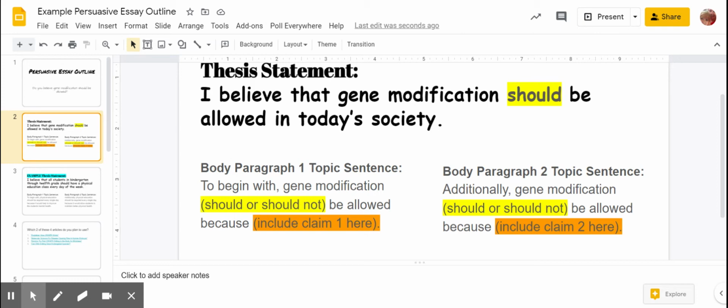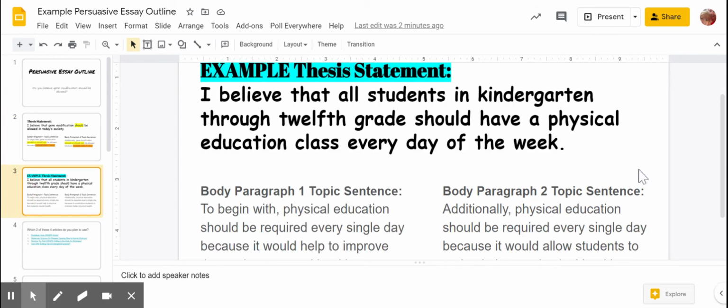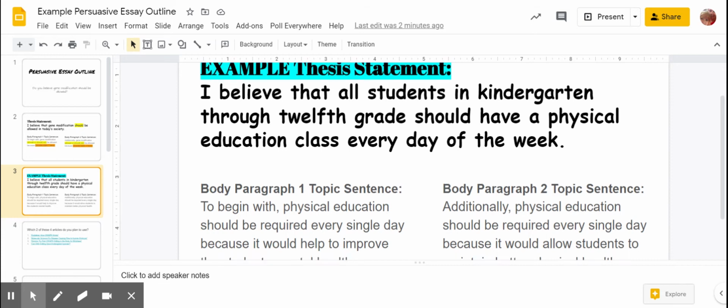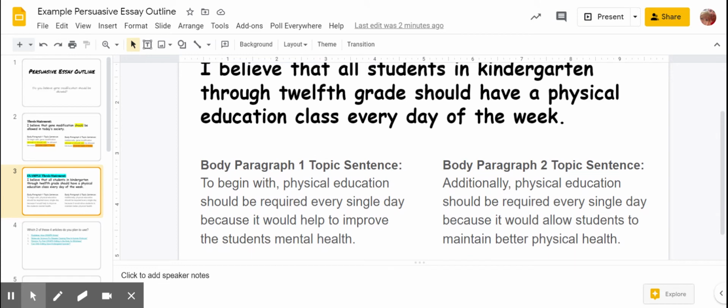Now I'm going to show you an example of what this looks like using the idea of physical education. You are not doing your paper on physical education, so please don't turn in a paper on physical education. Yours is on gene modification. This is just my completely different example. So if you're all done, this is what this slide should look like. Example, I believe that all students in kindergarten through 12th grade should have a physical education class every day of the week. So then this is what my topic sentence for my body paragraph 1 would look like.